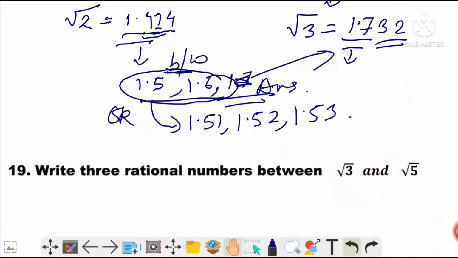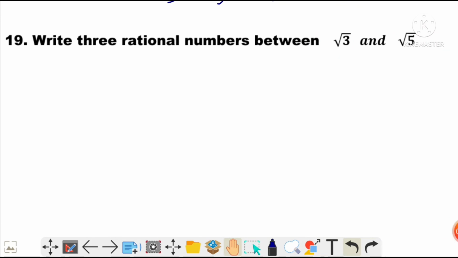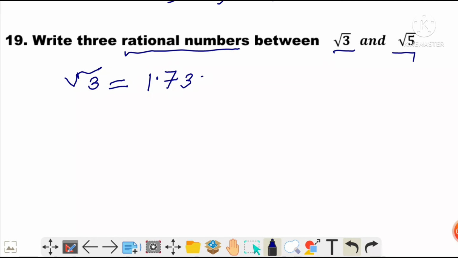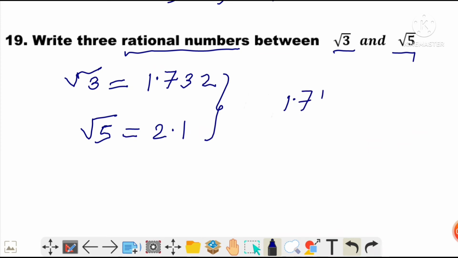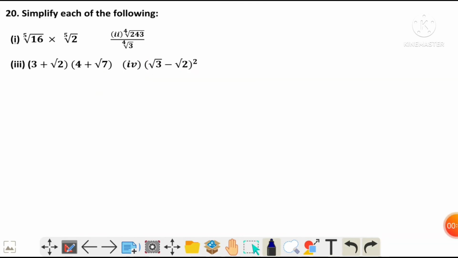Next, question number 19. Write 3 rational numbers between root 3 and root 5. So you have to find 3 rational numbers. So the value of root 3 is 1.732, and the value of root 5 is 2.1. So between 1.7 and 2.1, the numbers are 1.71, 1.72, 1.73, the three rational numbers.